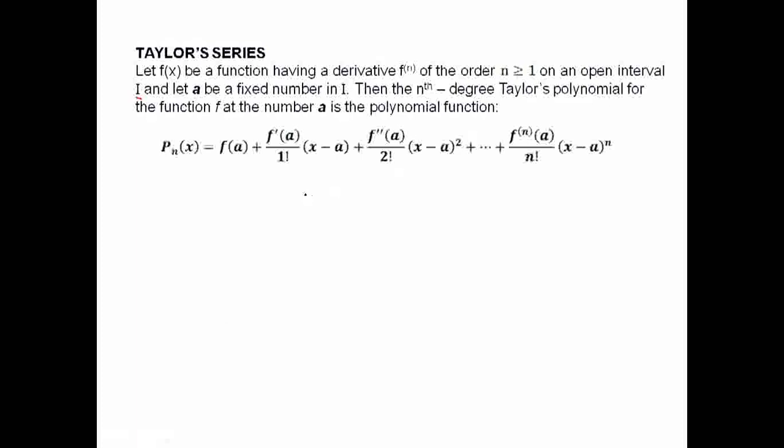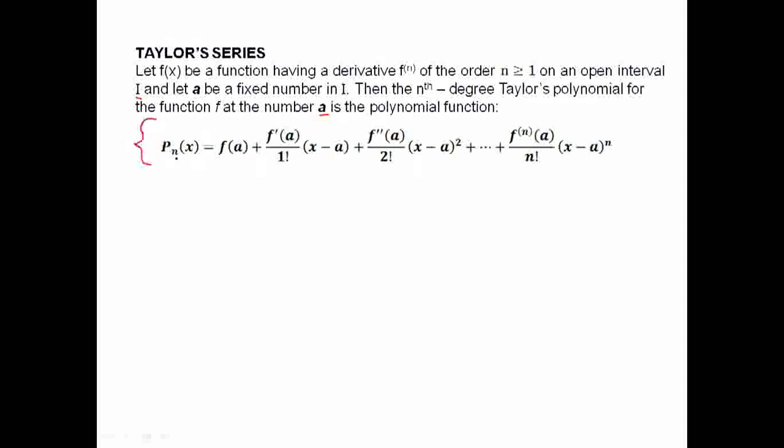So we'll say that again. Let f(x) be a function having a derivative of order n greater than or equal to 1 on an open interval I, and let a be a fixed number in the interval I. Then the nth degree Taylor's polynomial for the function f at the number a is the polynomial function shown here.